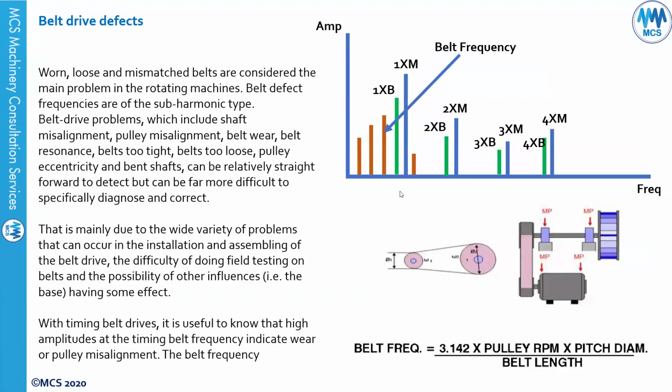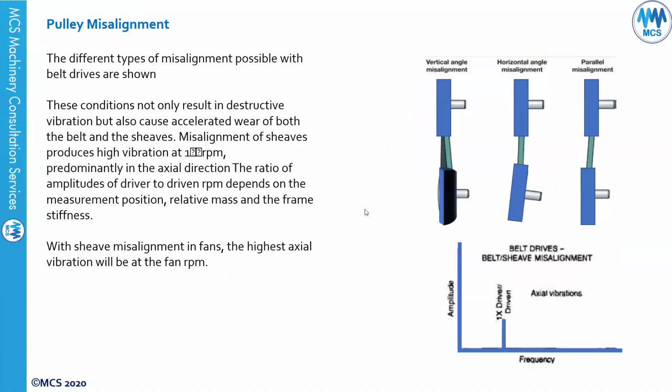And as you can see, you will see the running speed of the motor with harmonics, the running speed of the blower with harmonics, and you will see a subsynchronous vibration with harmonics. And mostly this is the belt frequency. It starts as subsynchronous and with harmonics. If you have vertically angled misalignment, horizontal misalignment, or parallel misalignment, this all can cause belt problems or belt related faults.